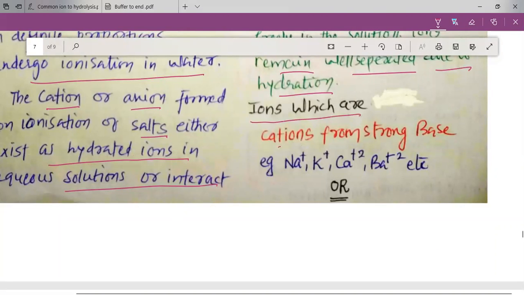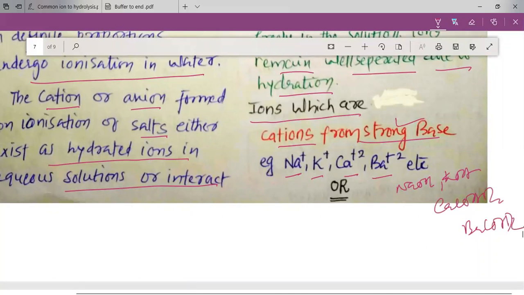Ions which are cations from the strong base like Na+, K+, Ca2+, Ba2+ generally form the strong bases like NaOH, KOH, Ca(OH)2, Ba(OH)2. These are the strong bases.